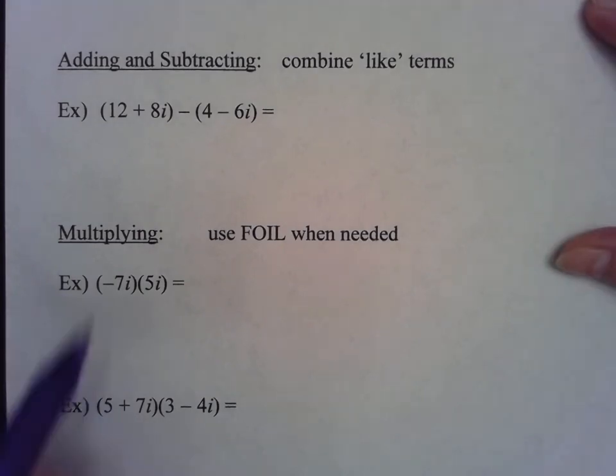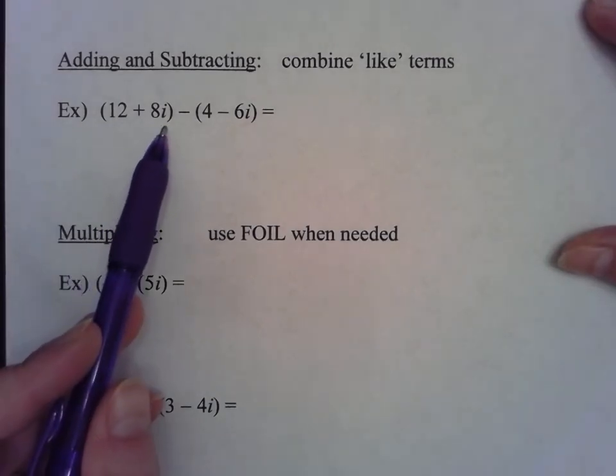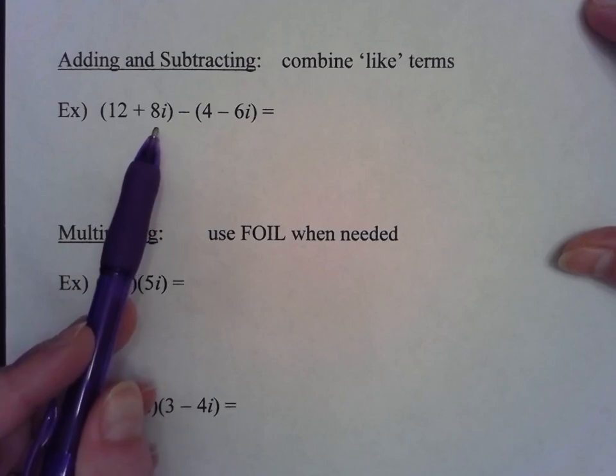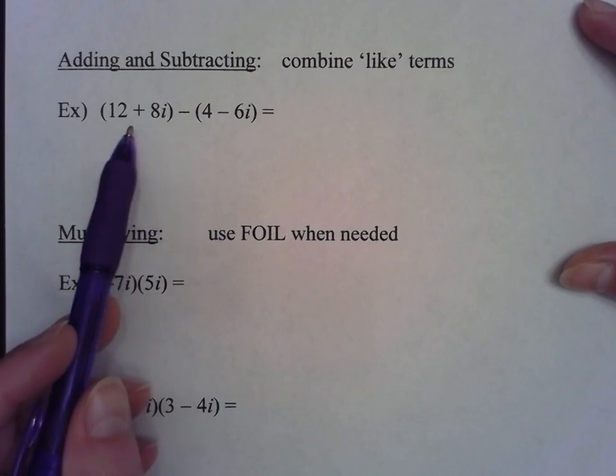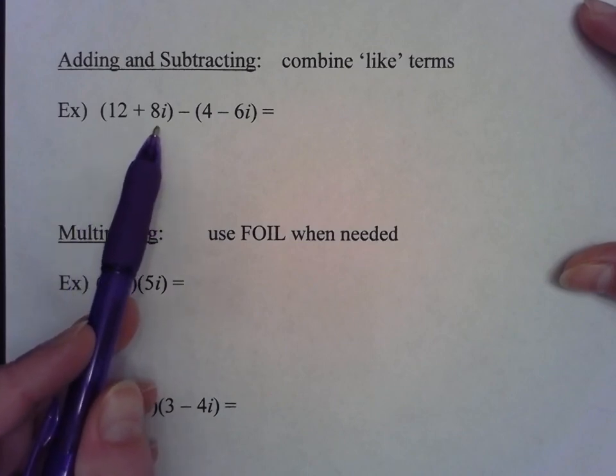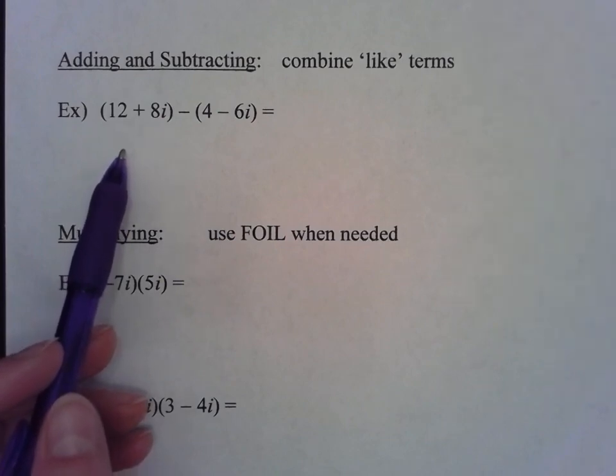So when we're adding and subtracting, basically we're going to treat the i as though it were a variable, sort of like x. It's not a variable, we've talked about that, but it sort of acts like a variable. So we could take two complex numbers. Notice these are in that a plus bi format, and we could add them or subtract them.